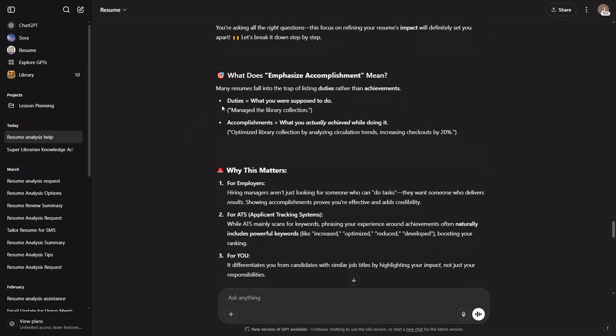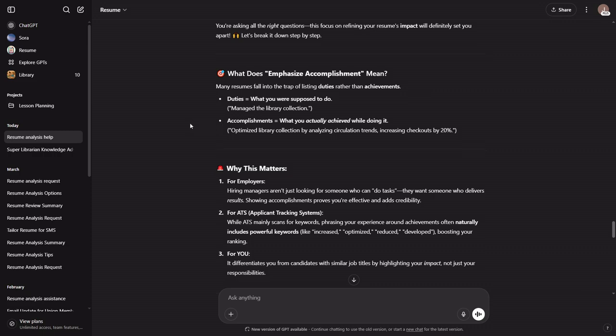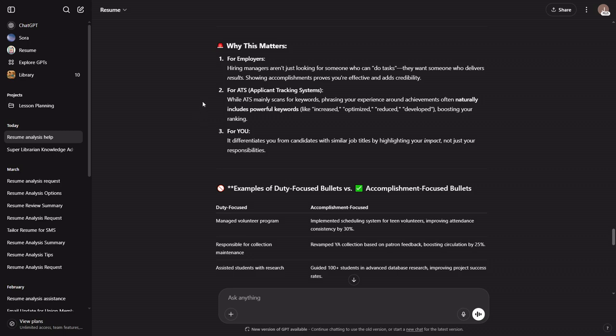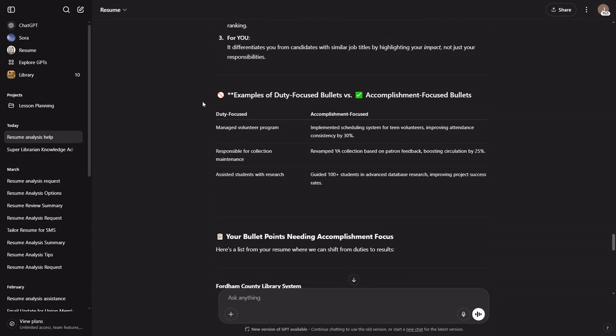Here again, it highlighted what I mentioned earlier about the difference between duties and accomplishments and why this might matter for employers. This is just a good example, I feel, of not taking something as gospel, but digging in or following up with some extra questions on areas where you might be confused, and feel free to push back and challenge some of these ideas as well.